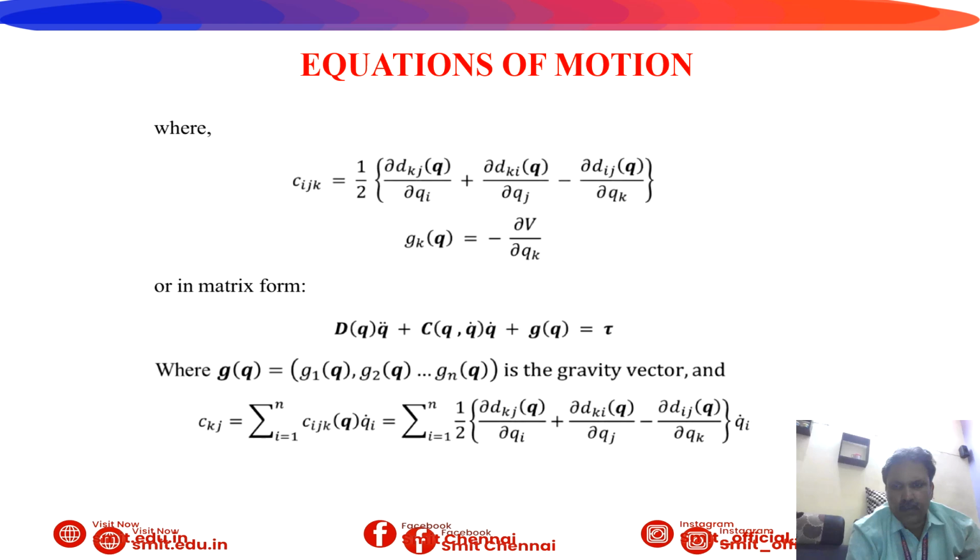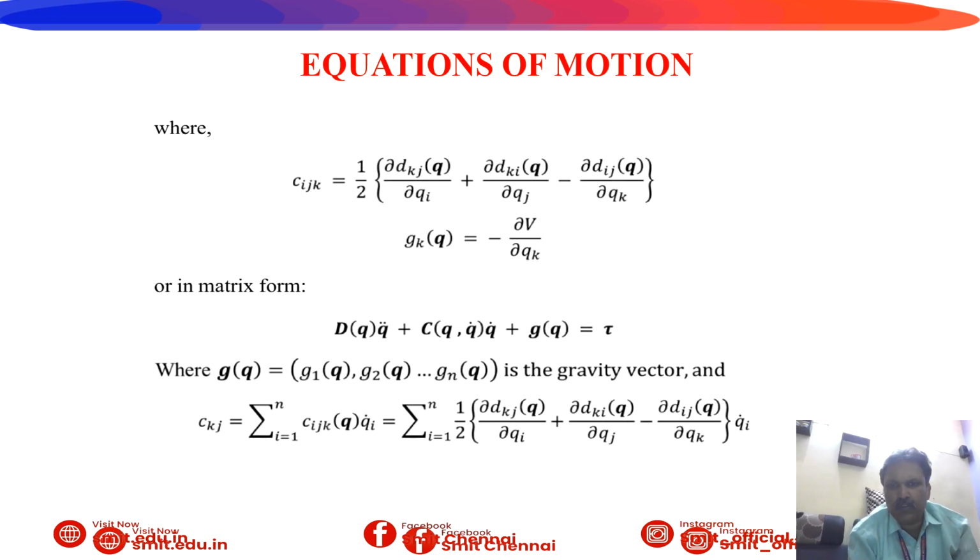Then, continuation of the equations of motion, the same thing we will continue again. cijk, that is half of ∂dkj(q)/∂qi plus ∂dki(q)/∂qj minus ∂dij(q)/∂qk.